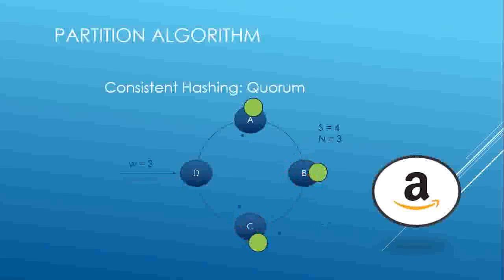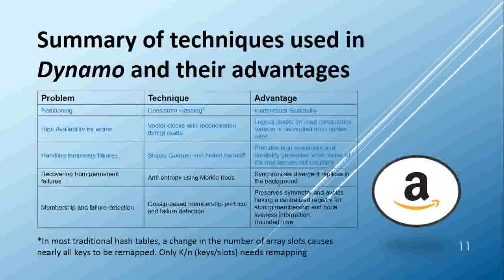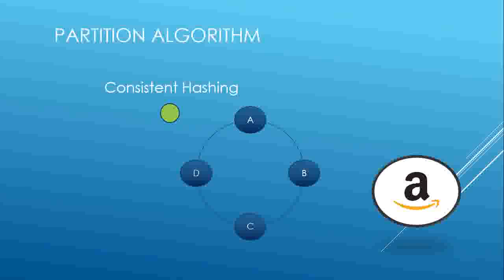Let me go back to show you the table, which lists the techniques for each problem: partitioning, availability, handling failures, etc. So these are the important techniques. Consistent hashing: using this technique, we can overcome the disadvantage of remapping all keys again. We need to remap just k/n keys.